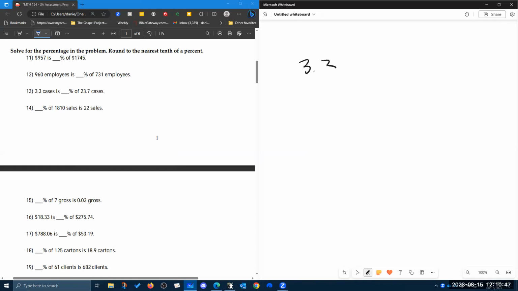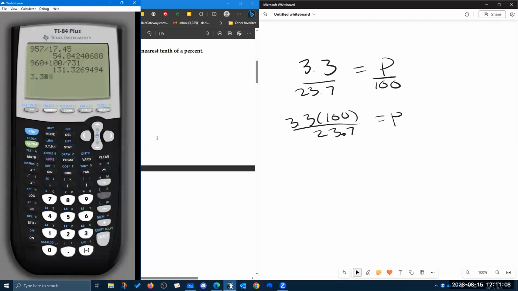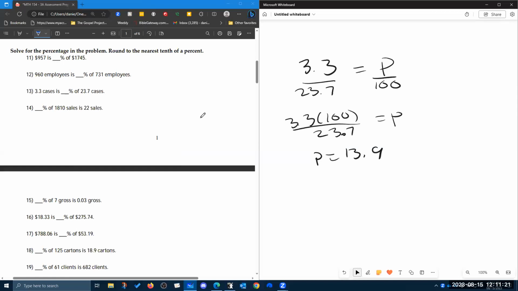3.3 cases is P percent of 23.7 cases. So again, 3.3 times 100 divided by 23.7 is P. Pull out your calculator. 3.3 times 100 divided by 23.7 is 13.9%.